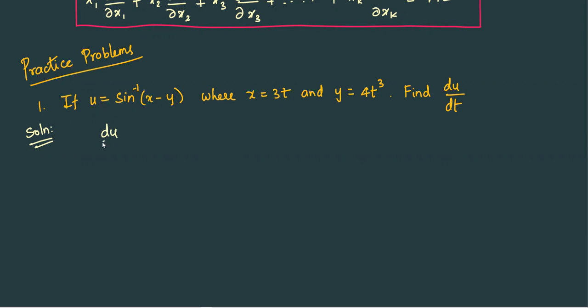We have to do du by dt. Just a second, there is a problem with the connection. We get dou u by dou x times dx by dt plus dou u by dou y times dy by dt.